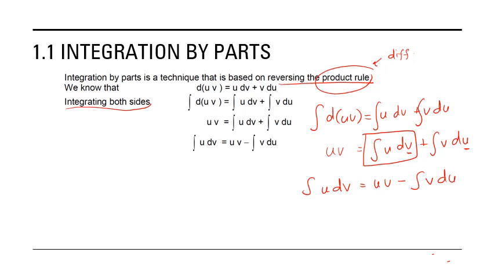So this is what we call the formula of integration by parts. This is the formula. Integrate u dv equals uv minus integrate v du, right?